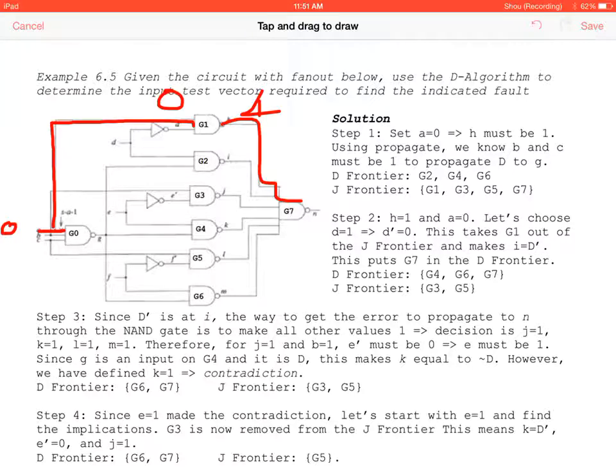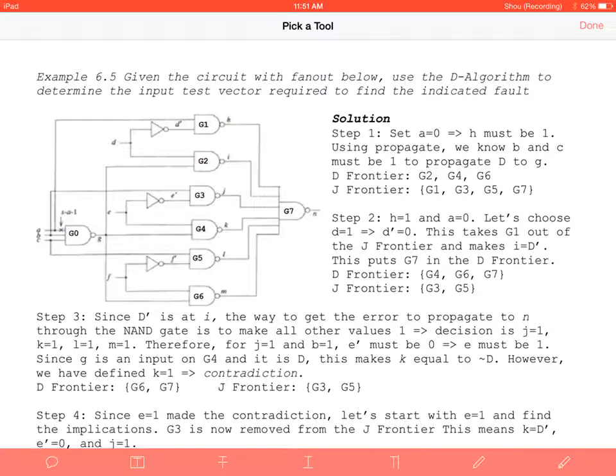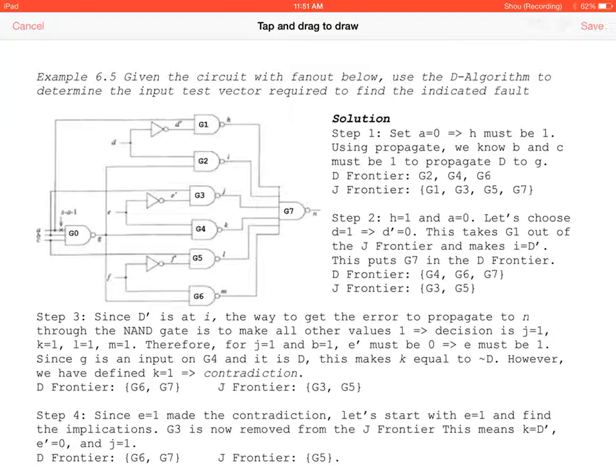So here's our first actual step. We set A is equal to 0. So therefore, like I just described, we know H must be 1 because it propagates here. And then 1's going to be on the output. And that's good because ultimately we want to be able to propagate this output to this node N here.